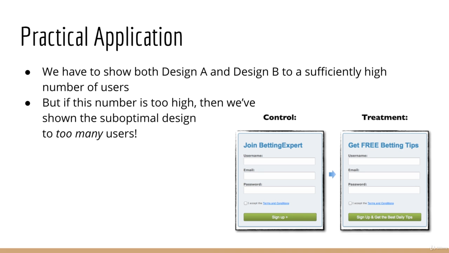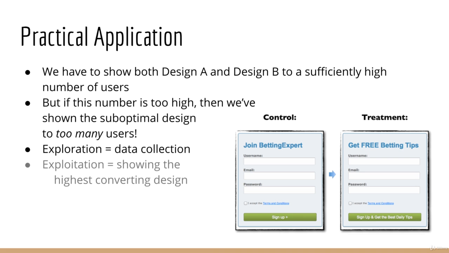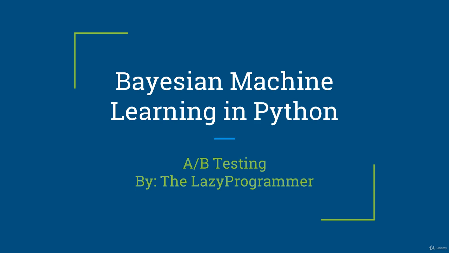The answer to our problem is conjugate priors. What does this mean? Well, it turns out that for specific likelihood distributions and for specific prior distributions, when you solve Bayes' equation, the posterior distribution will be the same type of distribution as the prior. So let's do an example to illustrate this.